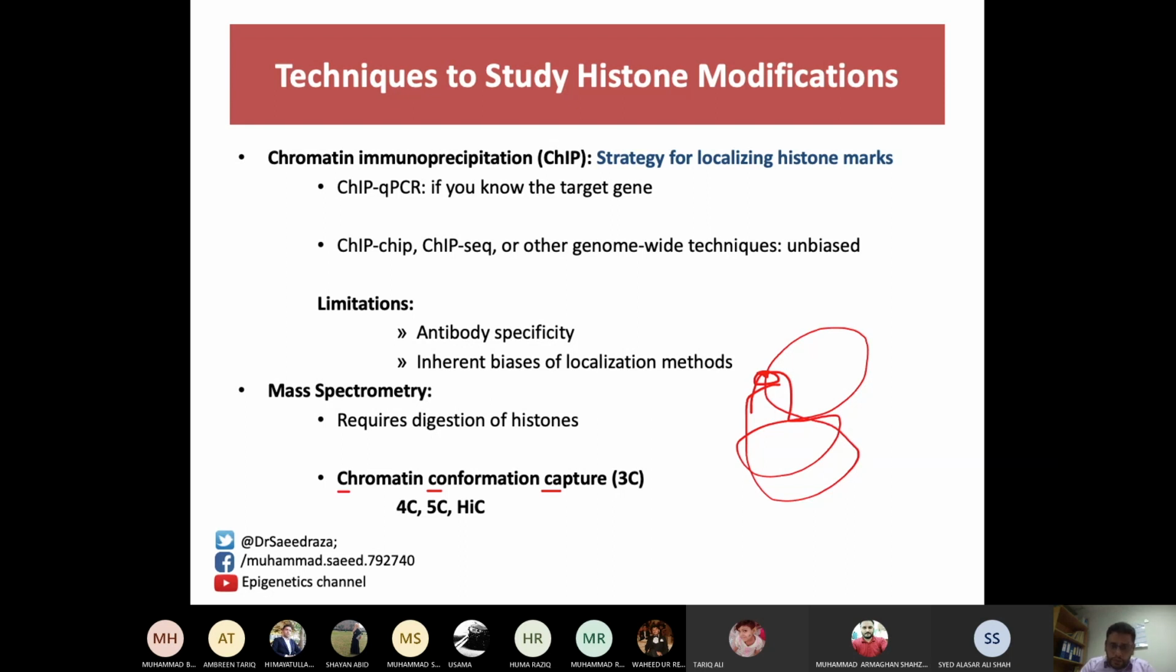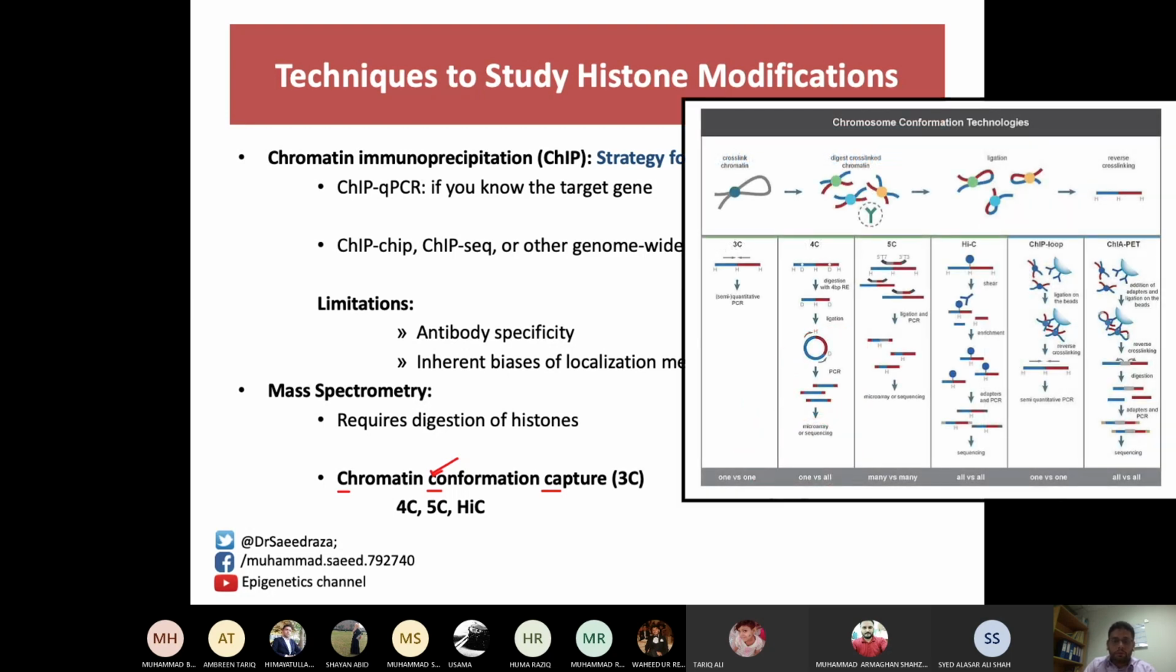And this technique is to capture the current conformation of the chromatin. You see this word, conformation, that means it is the three-dimensional structure of the chromatin. So there are techniques which are trying to document, to enlist the three-dimensional structure of the chromatin. That is why these are called chromatin conformation capture techniques. Because this is the simplest one of these techniques, it is called the 3C technique.